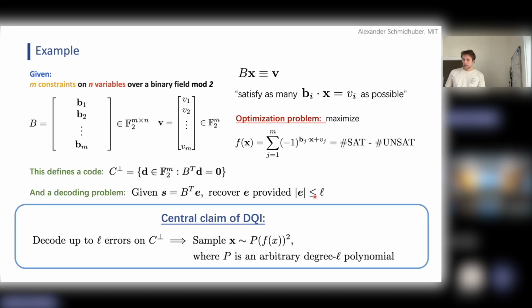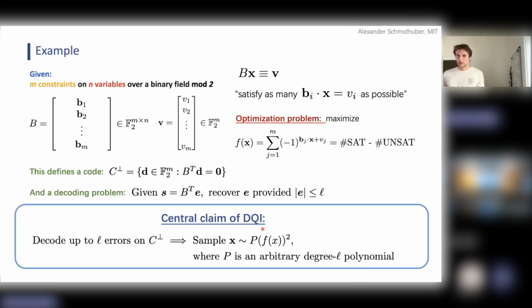Good. So the central promise or claim of DQI is that if you can solve this decoding problem up to weight L errors, then you can sample from some high-degree polynomial in the cost function f(x). Specifically, you can sample from any polynomial of degree up to L in the cost function f(x). And this then allows you to solve optimization, because if you have a polynomial, you can choose your polynomial to be strongly peaked towards large values of f(x), and then when you sample, you will typically get a good solution.